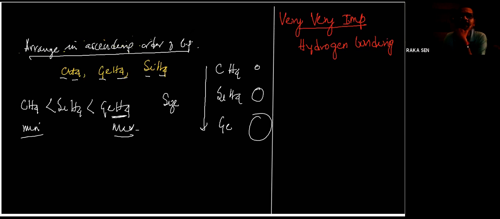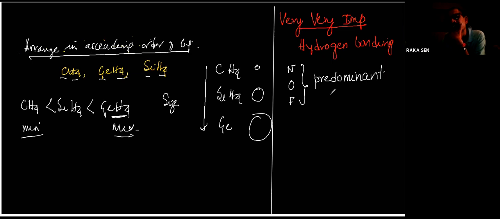Now, hydrogen bonding usually takes place predominantly with only three atoms. One of them is nitrogen, the other one is oxygen, and the other one is fluorine. These are the predominant atoms involved in hydrogen bondings. Chlorine is also there to some extent. I'll explain.